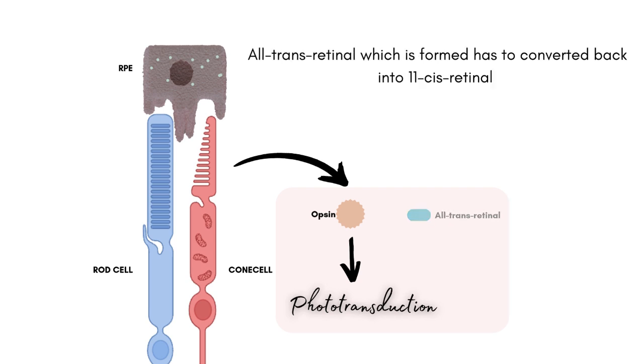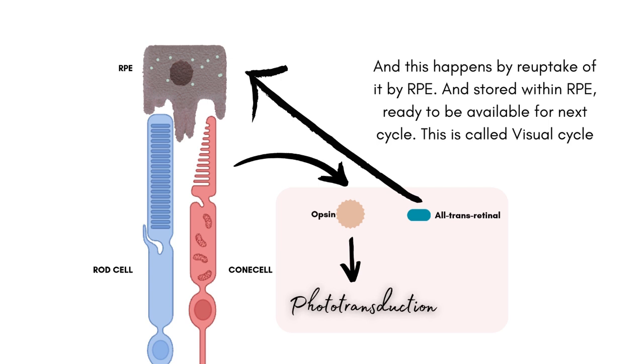All-trans retinal, which is formed, has to be converted back into 11-cis retinal, and this happens by reuptake of it by the RPE. It is then stored within the RPE, ready to be available for the next cycle. This is called the visual cycle.